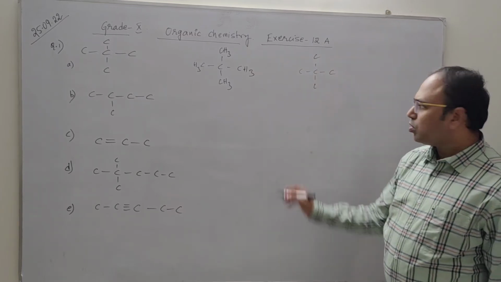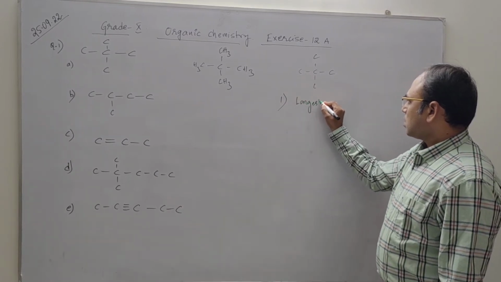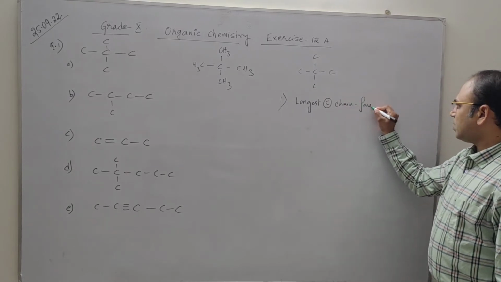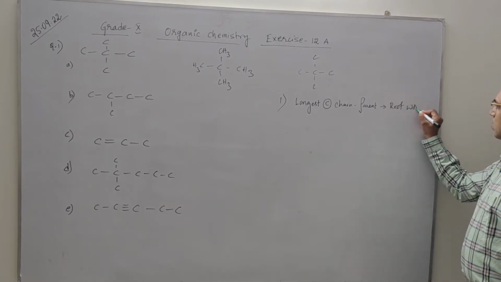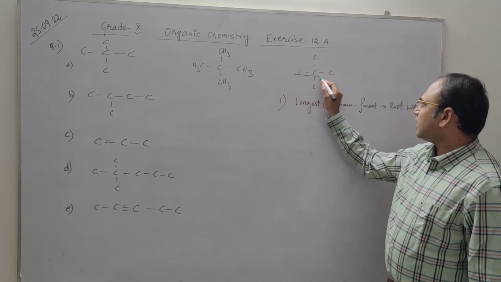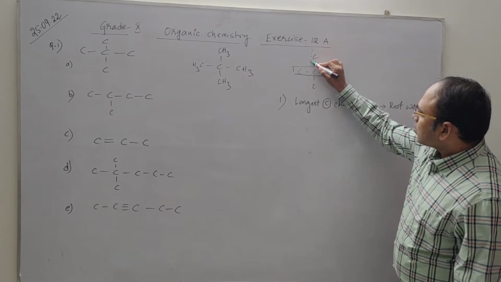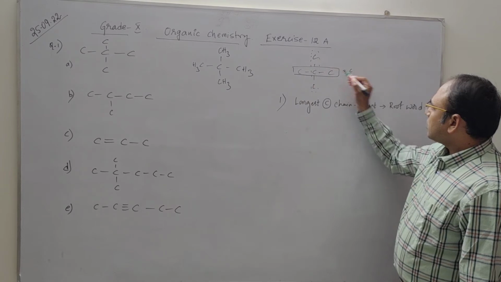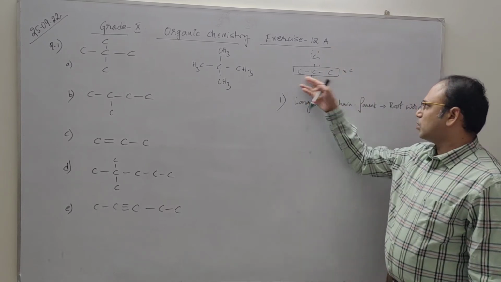Now, according to the rule, we need to select the longest carbon chain as the parent chain, and name it with the root word. Which is the longest chain in this? Can we take it like this? Yes, it is the longest chain. You can also take the longest chain like this. Here also 3 carbons, and if you take vertically you will get 3 carbons. So we can choose this one.